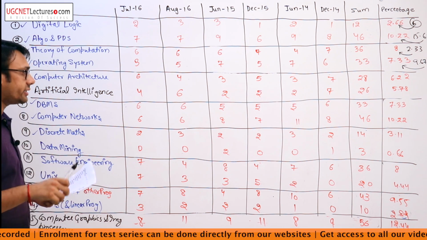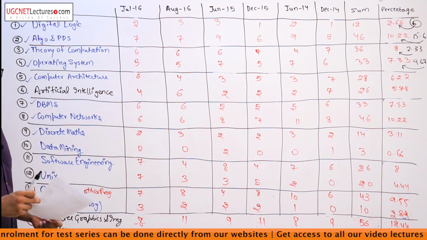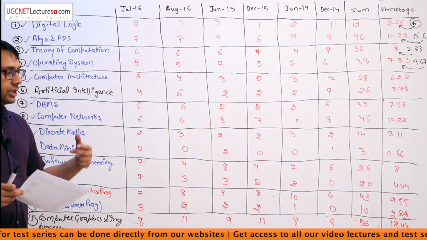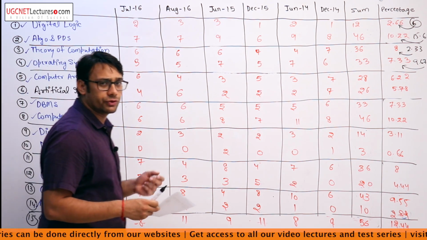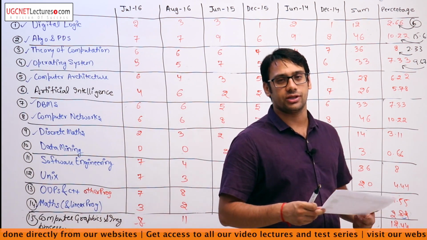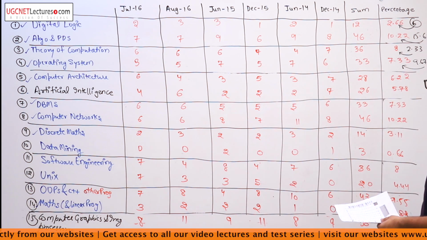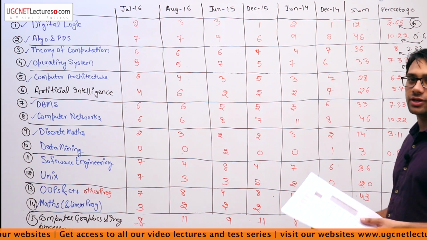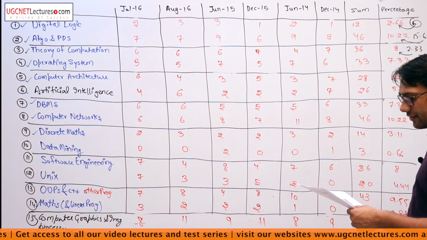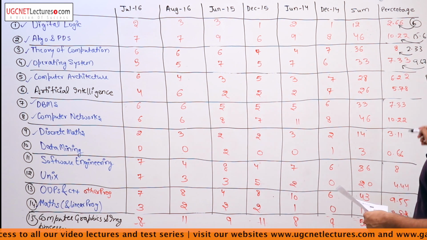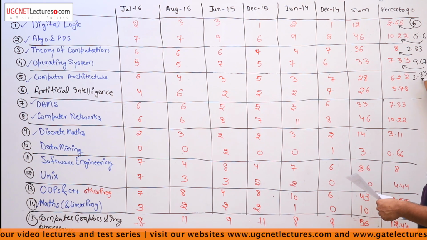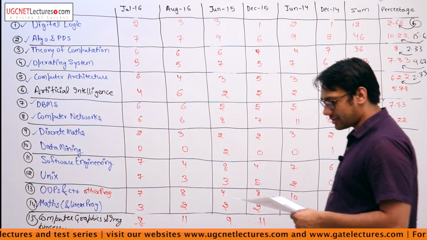Now remember one more thing, that in this examination we have a total of 75 questions. In paper 2 of the UGC-NET examination we were having 40 questions, now paper 3 will be having 75 questions. So obviously the number of questions is going to increase. Then we have computer architecture, it was 2.33%, which has now increased to 6.22%.